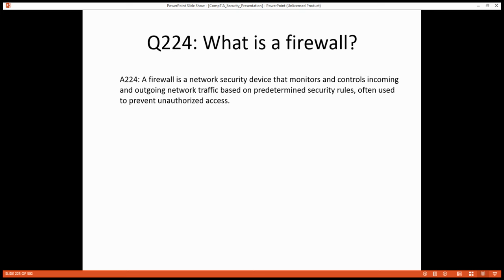Q224. What is a firewall? A224. A firewall is a network security device that monitors and controls incoming and outgoing network traffic based on predetermined security rules, often used to prevent unauthorized access.